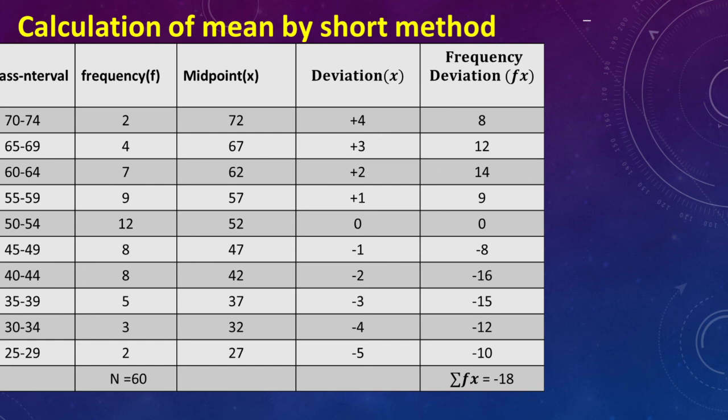Now after getting sigma fx, the correction score is calculated. Then we apply the formula x bar = AM + (sigma fx / n) x I. In the example table, the calculation is 52 plus minus 18 divided by 60 into 5. Multiplying this, we get the final answer: mean is equal to 50.5. I will show each calculation part in the next videos.